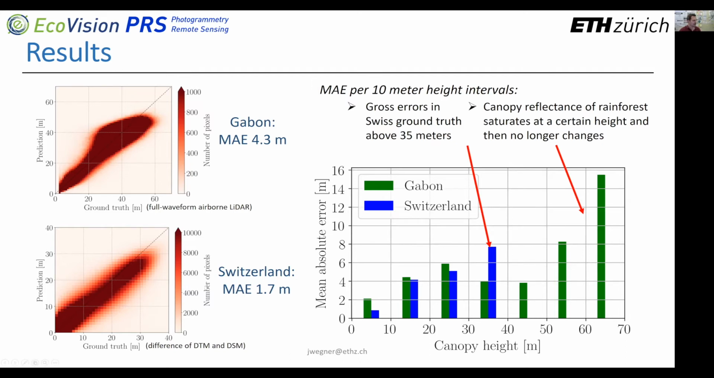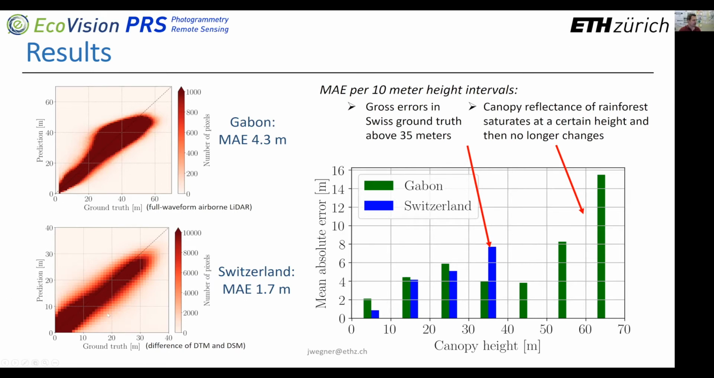For Switzerland, we are better, with a mean absolute error of 1.7 meters, but this is not surprising because the top heights of the trees are much lower, up to 40 or 35 meters. And of course, we also have a bit more ground pixels in there that have almost no canopy height.